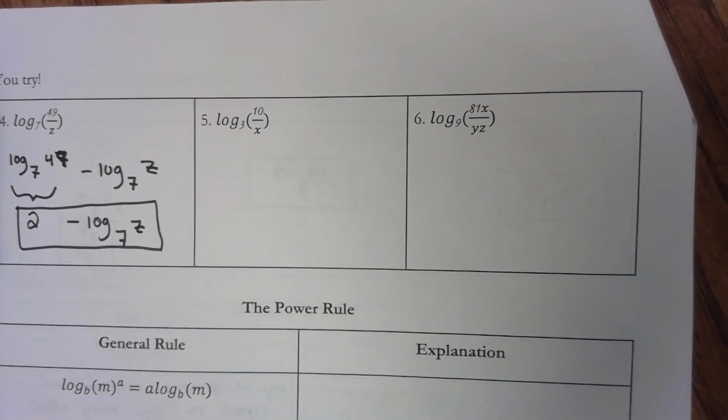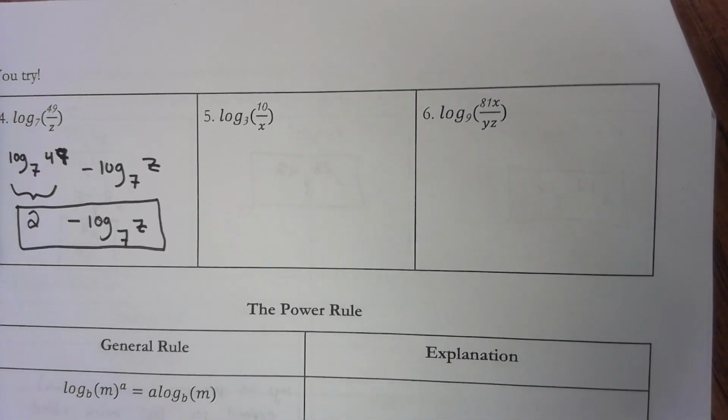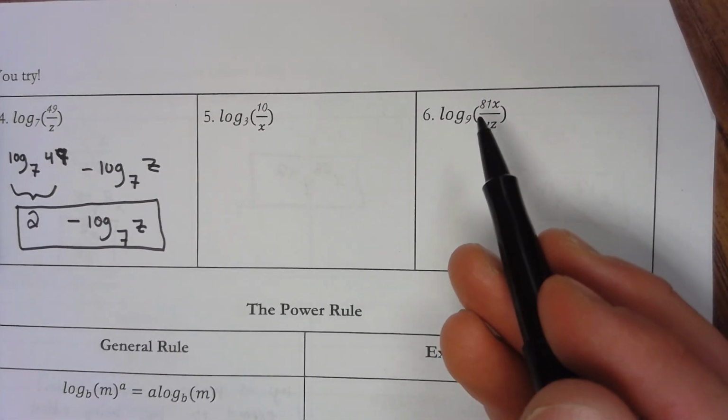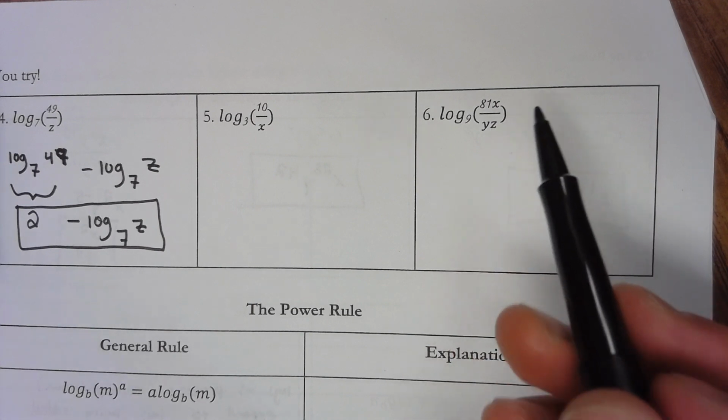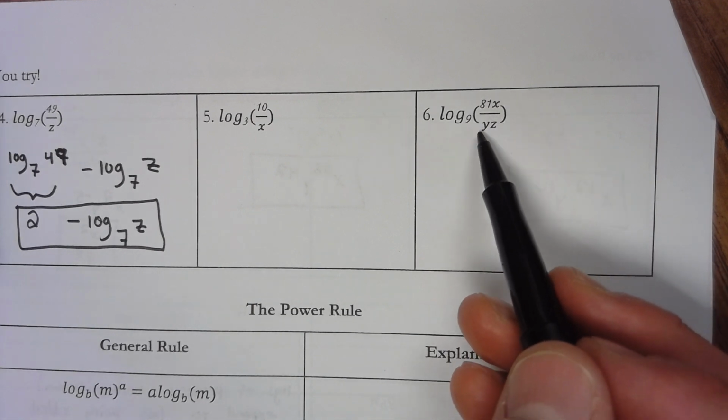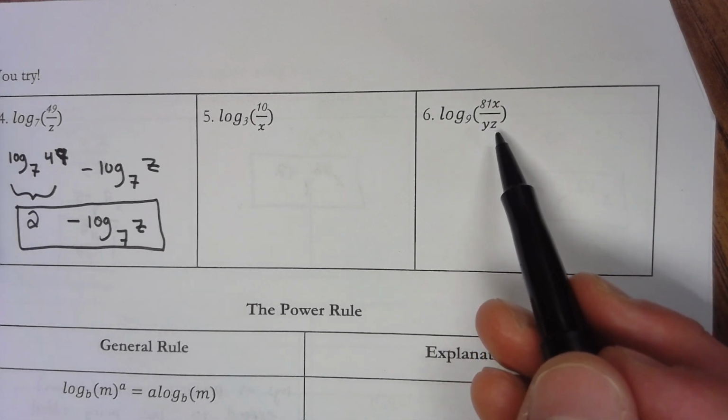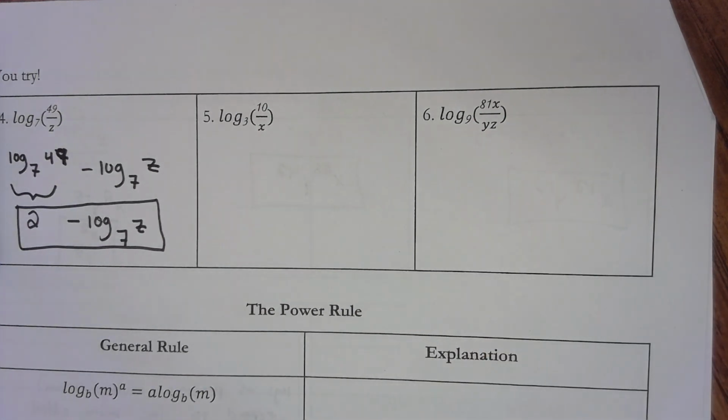All right, 5 should be fairly straightforward. 6 is going to be a little tricky when you expand out 6. There are 1, 2, 3, 4 terms in that log. So when you expand it out, there should be 4 logs. Some will be added, some will be subtracted. See what you all kind of come up with there. But number 6, there will be 4 different logs that you have in your expanded out expression.